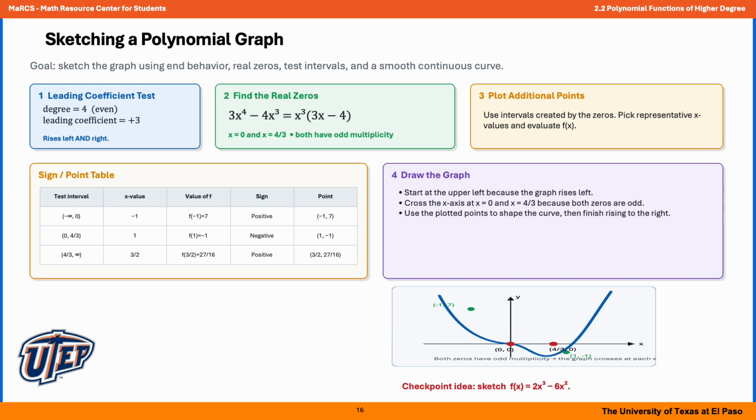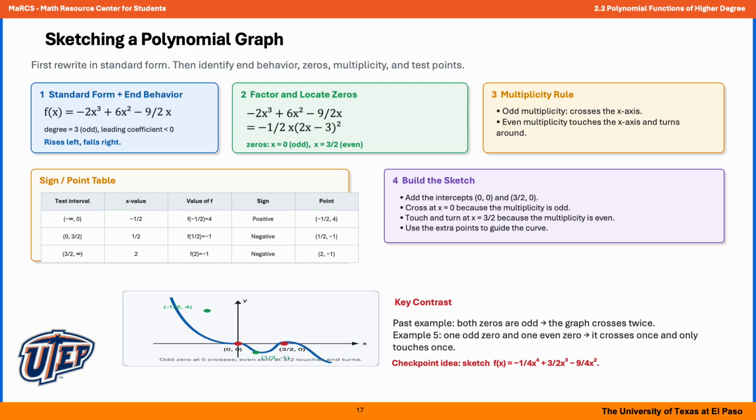And for the last interval, we chose the x value 3 over 2. So f of 3 over 2 will give us 27 over 16. So the point will be 3 over 2, comma 27 over 16. So now we can draw the graph. So we start at the upper left because the graph rises on the left. We cross the x-axis at x is equal to 0 and at x is equal to 4 over 3 because both zeros are odd. And then we can use the plotted points to shape the curve and finish rising to the right. So here's another example of graphing a polynomial.